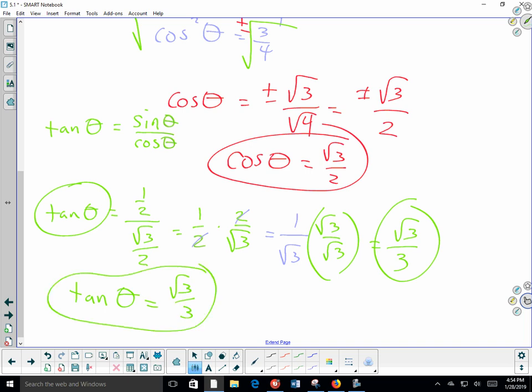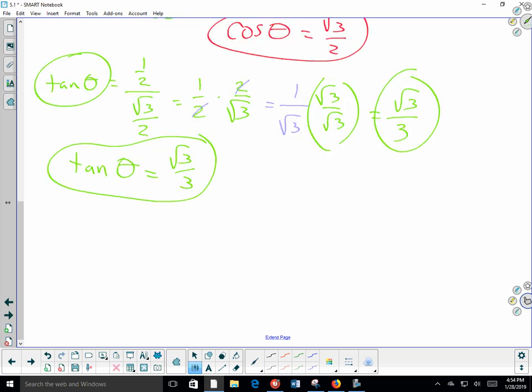So far we have three trig values, and there's just 3 trig values left to go. Those are all the reciprocals. If I know that sine of theta is 1/2, then the cosecant of theta is 1 over the sine of theta.